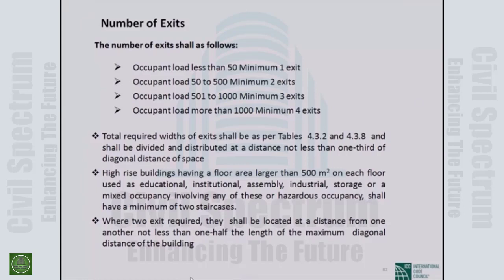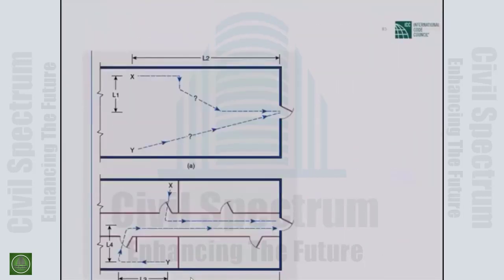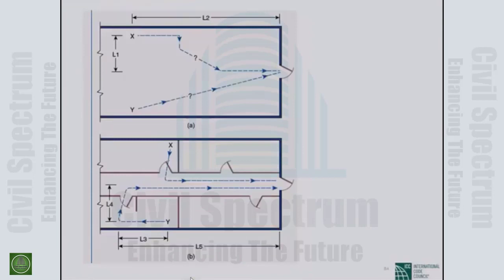You see the number of exits you have for the building. This 1, 2, 3, 4, which I have already called travel path. But for travel path, you see this is the figure showing how you calculate the travel path distance. Normally, when people say distance, they mean only perpendicular distance, but travel path is not a particular distance. In NFPA, it is travel distance.